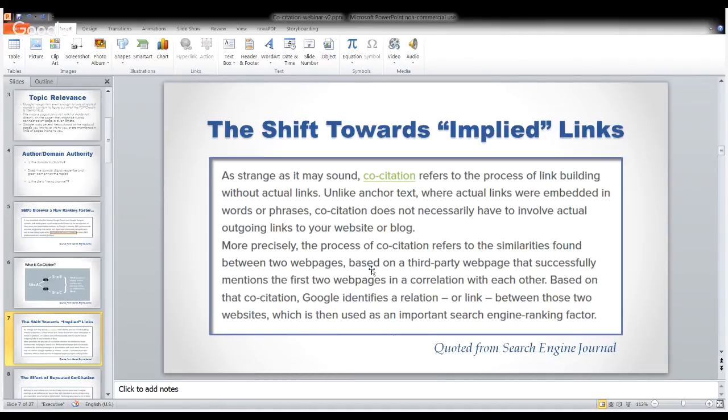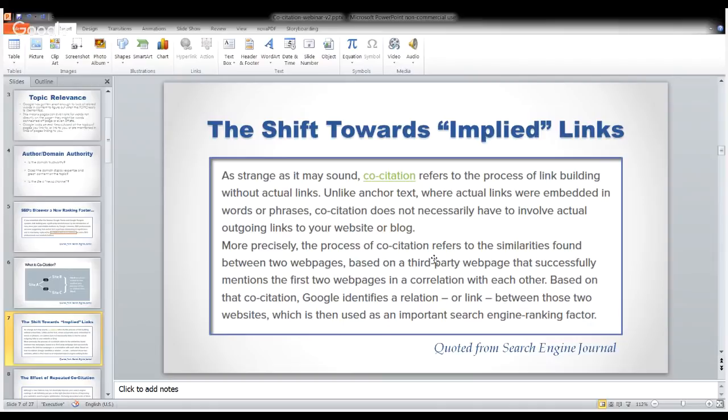And Search Engine Journal said, as strange as it may sound, co-citation refers to the process of link building without actual links. Now, unlike anchor text, where actual links were embedded in words or phrases, co-citation does not necessarily have to involve actual outgoing links to your website or blog. So in other words, they don't even have to put your blog in a hypertext link. They can merely talk about you by name and Google will still figure out who they mean.